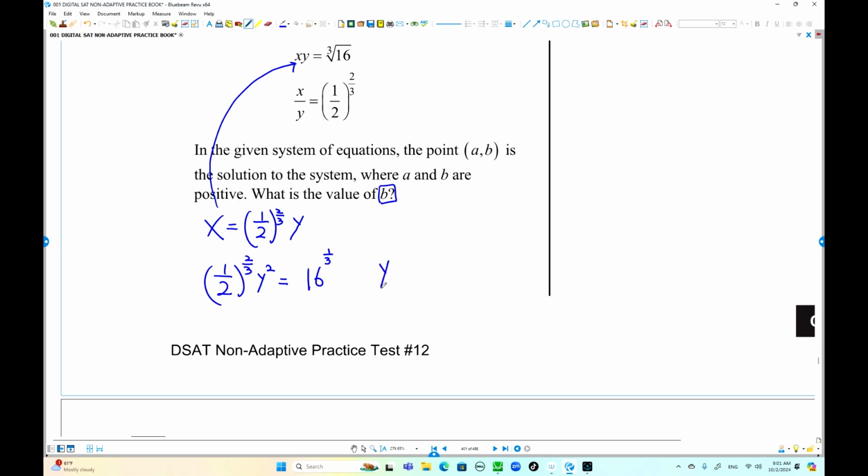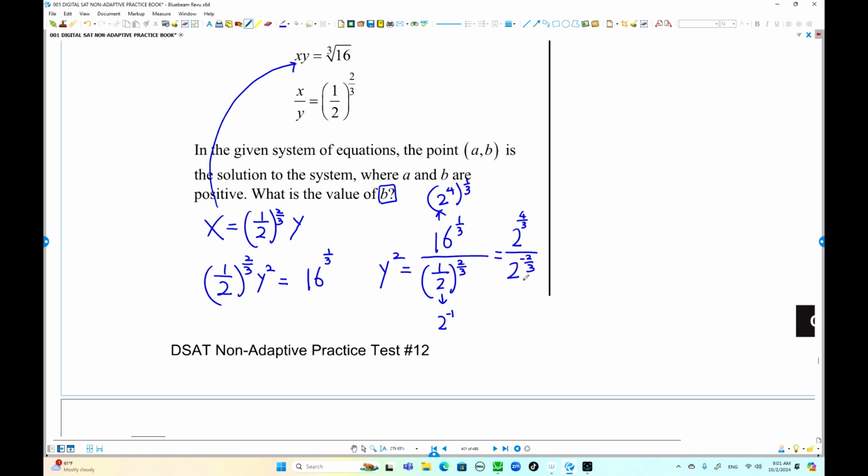So y squared equals 16 to 1 over 3 over 1 over 2 and 2/3. But we need to find the right common base number, which is 2, okay? So this is equals to 2 to the 4th power. 4 times 1/3 is 4 over 3. Okay, because this we have 2 to the 4th power and times 1/3 is 4 over 3. But the other way to common base number, 1 over 2 is about 2 to the negative 1 times 2 over 3 is about 2 to the negative 2/3.